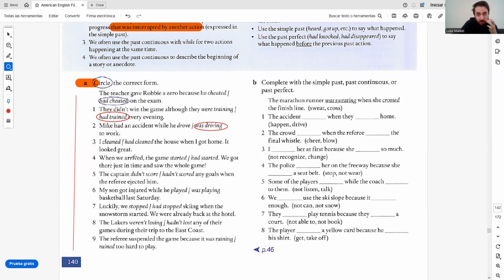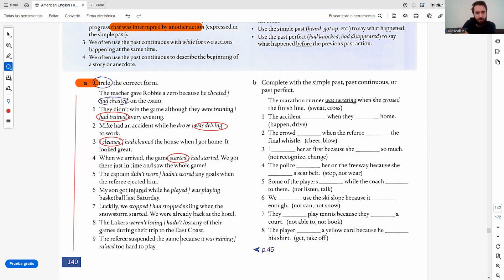Number 3, I cleaned the house when I got home. It looked great. That is a regular past action. Number 4, when we arrived, the game started. We got there just in time and saw the whole game. The game hadn't started because the game started at exactly the moment they arrived. It's a regular past event.